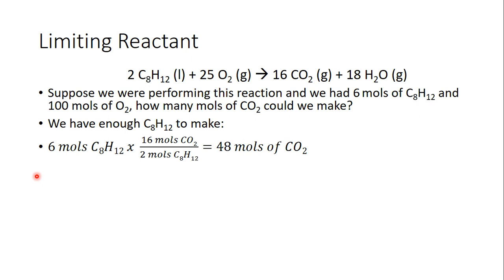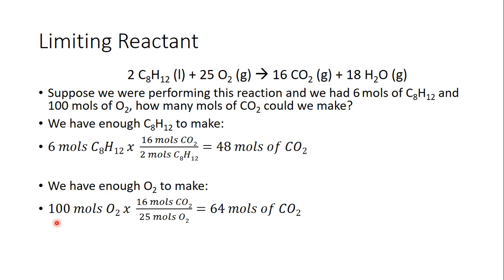For oxygen, we have enough O2 to make. Well, we start out with 100 moles of oxygen. And our conversion factor is for every 25 moles of oxygen, we make 16 moles of carbon dioxide. So, with this starting amount of oxygen, we could make 64 moles of CO2. Which means that octane is our limiting reagent.